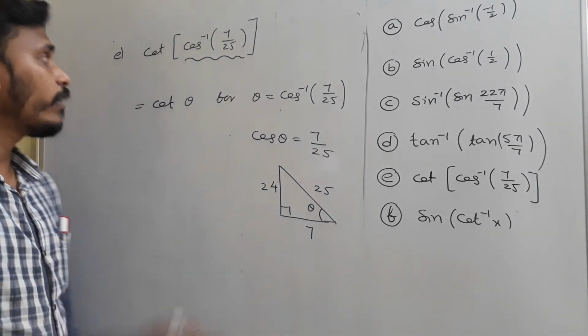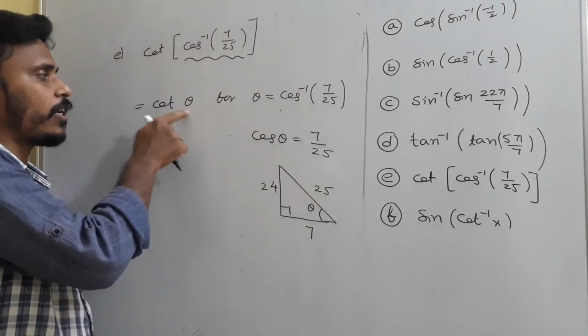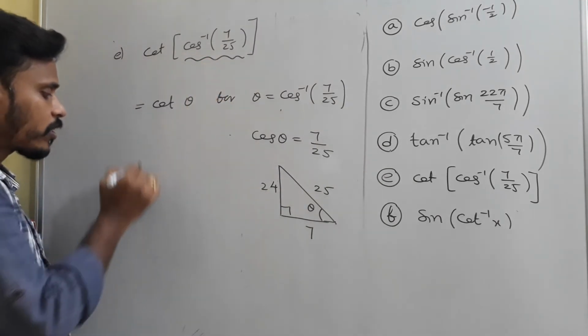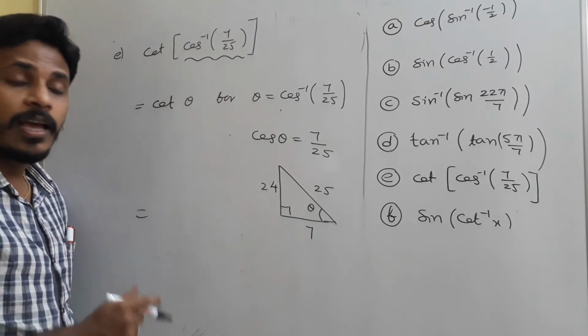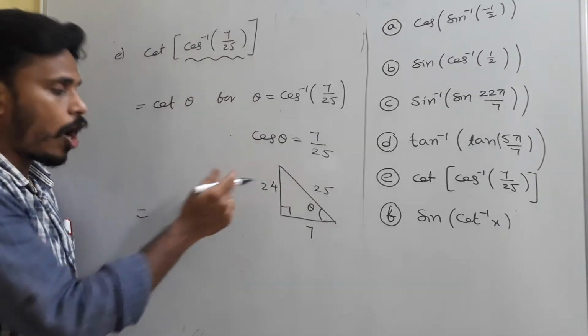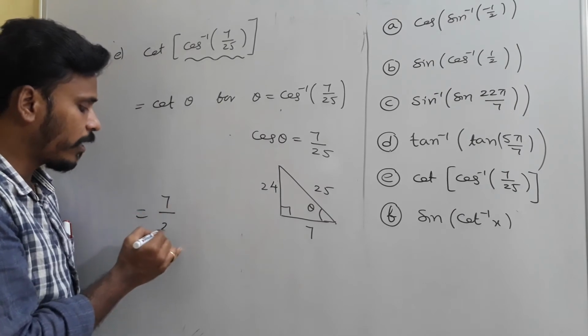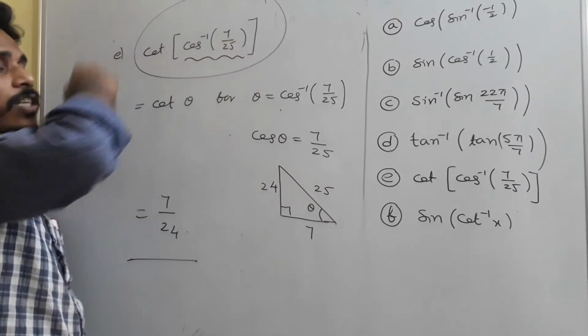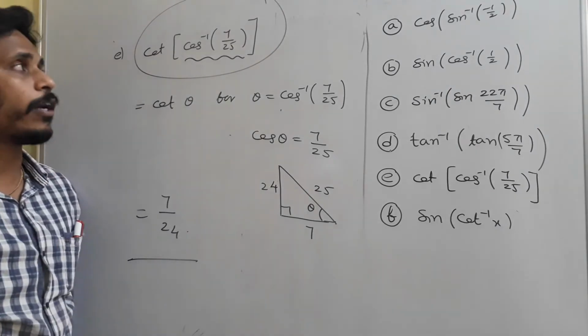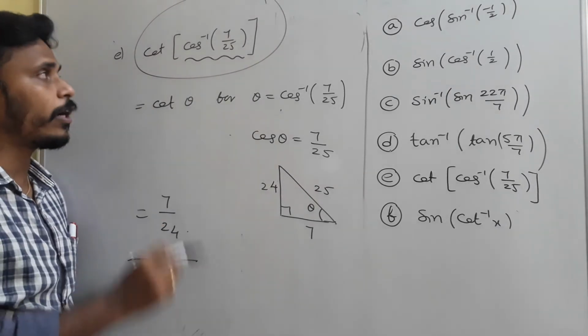What we need is cot of this. This is theta. We need cot theta, and cot theta is simply adjacent side by opposite side, which is 7 by 24. At the end, the answer for cot of cos inverse 7 by 25 is 7 by 24.